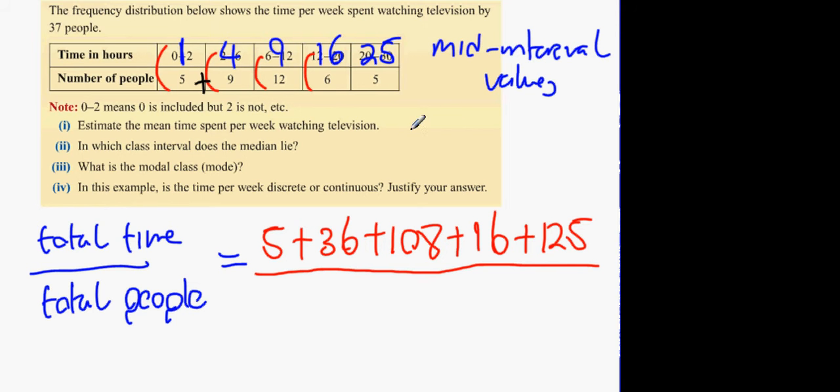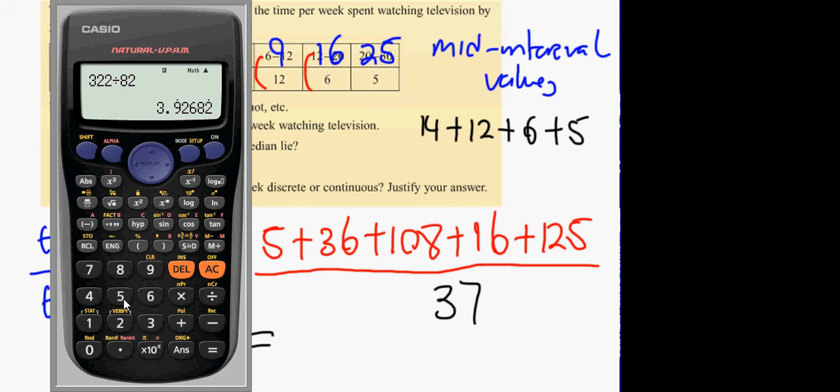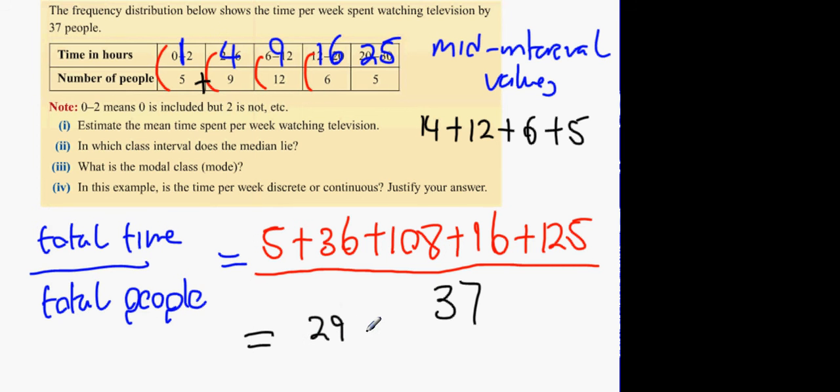5 plus 9 is 14. 14 plus 12 plus 6 plus 5. So we get 26 plus 6 is 32. 32 plus 5 is 37. Next thing we have to do is add up all the red numbers together on top. I can do this by 5 plus 36 plus 108 plus 16 plus 125. 290. 290 divided by 37.